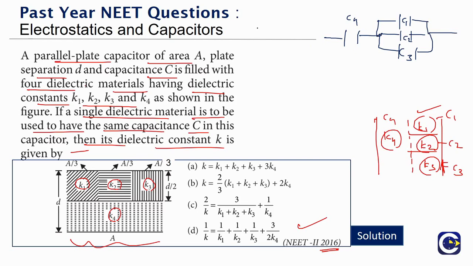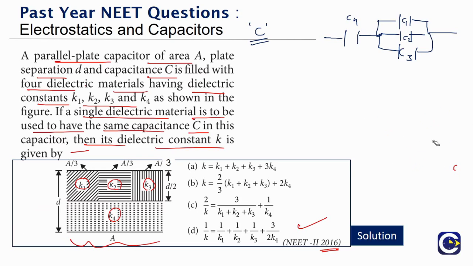Now we have to find the equivalent capacitance C. If we are able to express the equivalent capacitance, from there we will be able to know the equivalent dielectric constant. So look at this carefully for each of these capacitors. First what we will do is try to write down the capacitance values. So we'll start from C1.